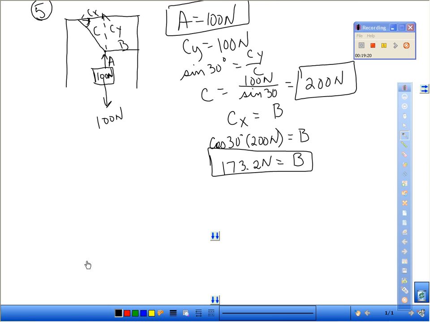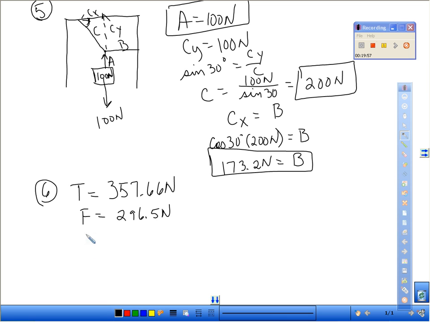For number 6, the correct answers: we're looking for the tension, the force, and C. So the tension, I got a value of 357.66 newtons. I got F to have a value of 296.5 newtons, and C had a tension of 200 newtons.